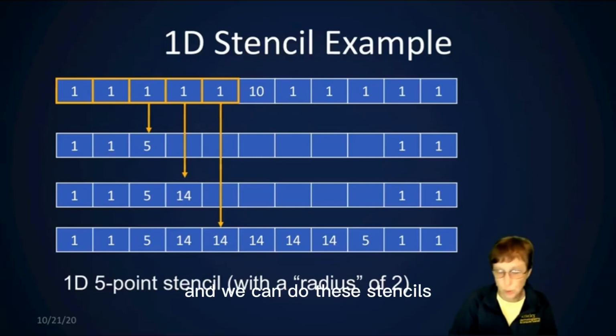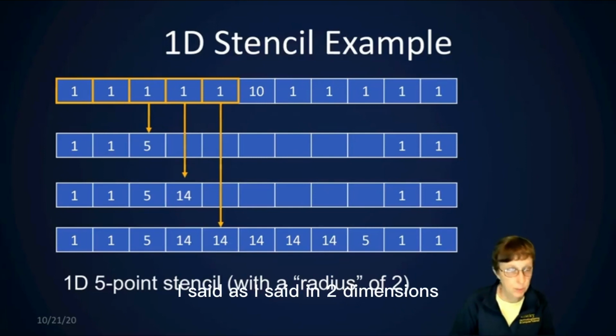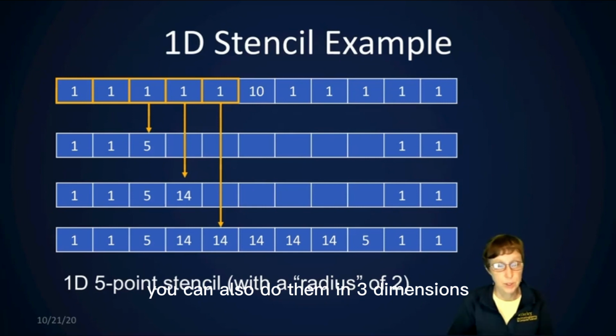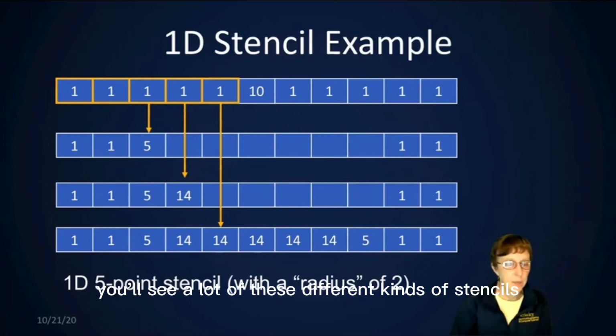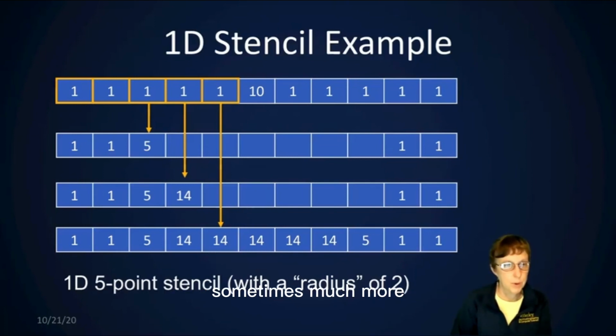And we can do these stencils, as I said, in 2 dimensions. You can also do them in 3 dimensions. They come up all over the place in scientific computing, in addition to machine learning. For example, in things like climate modeling and other places, you'll see a lot of these different kinds of stencils, generally more sophisticated than what I'm talking about here.